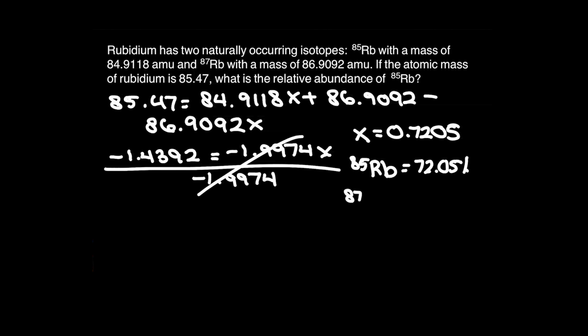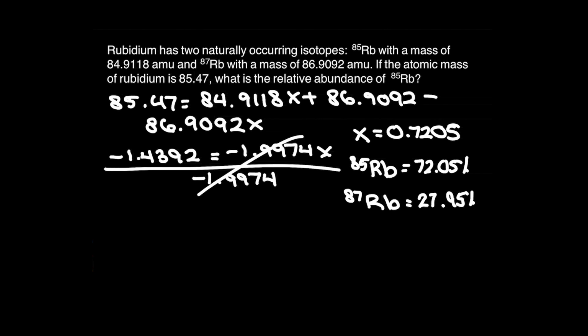And that means the 87 rubidium would have an abundance of 1 minus this number, which would be about 27 or about 28%. We'll write it out like that. And we are just going to verify our answer here. So if you want, you just multiply the abundances of 85 rubidium and 87 rubidium times their AMU or their mass, and we should get the answer being 85.47.